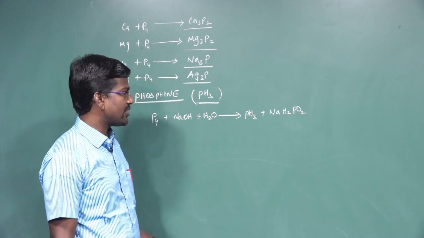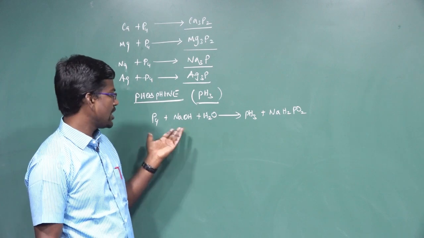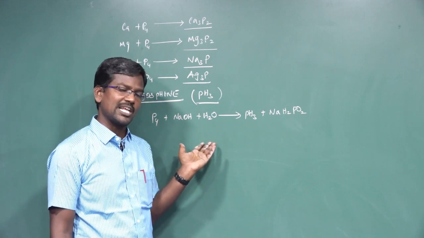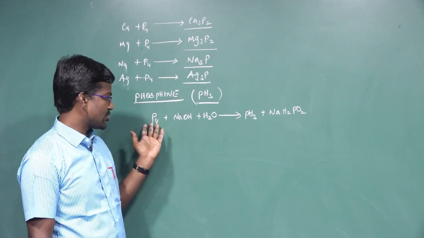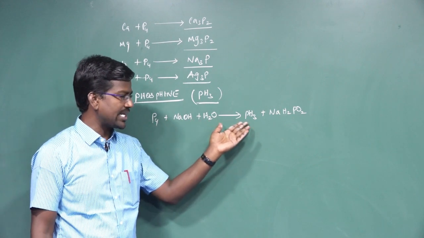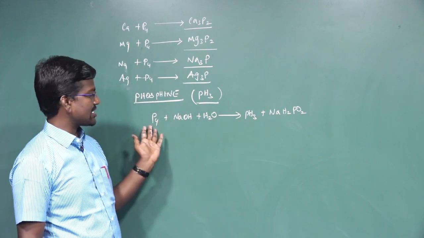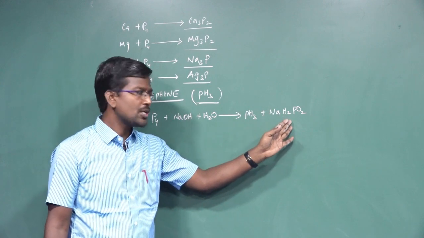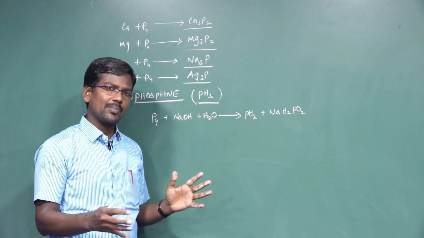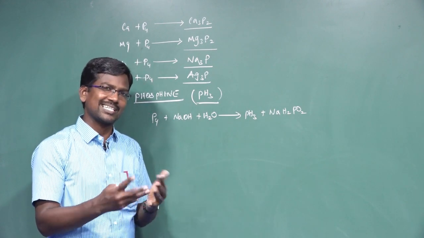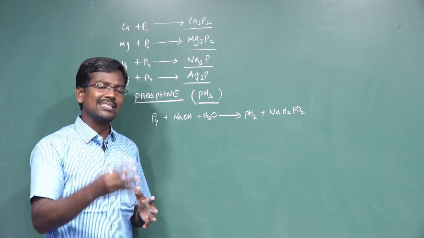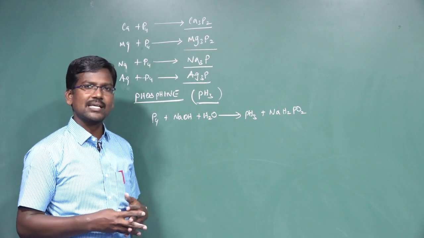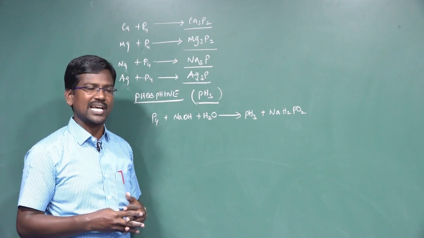NaH2PO2. Already we have discussed this reaction. Because of this reaction, it is an example of a disproportionation reaction. Phosphorus in 0 oxidation state can be converted to -3 in phosphine. Phosphorus in 0 oxidation state can be converted to +1 in sodium hypophosphite. The same element exhibits an increase in oxidation number as well as a decrease in oxidation number, known as a disproportionation reaction. It is one of the important disproportionation reactions.